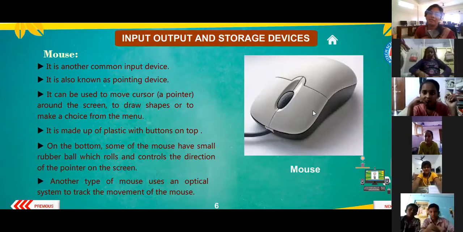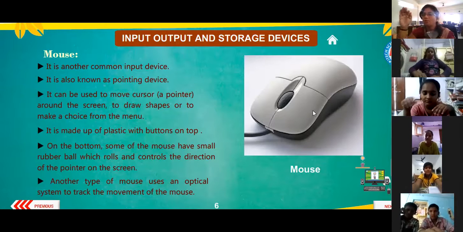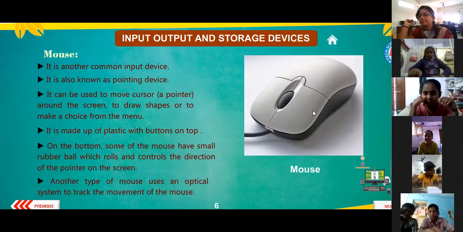Yes. It is made of plastic with buttons on top. There are many different kinds of mouse available: 2-button mouse, 3-button mouse, scroller mouse, wireless mouse. There are many. And a mouse always sits on a mouse pad for its better functioning. It has left click and right click.